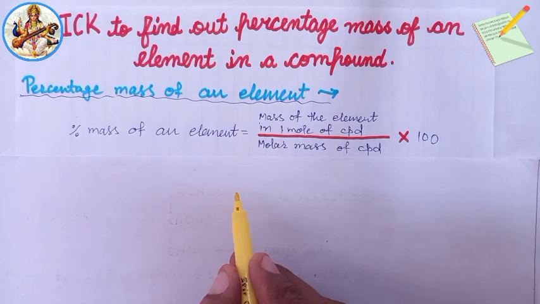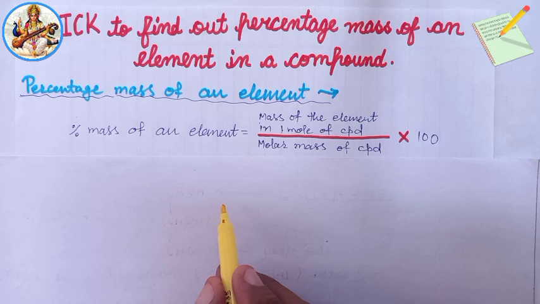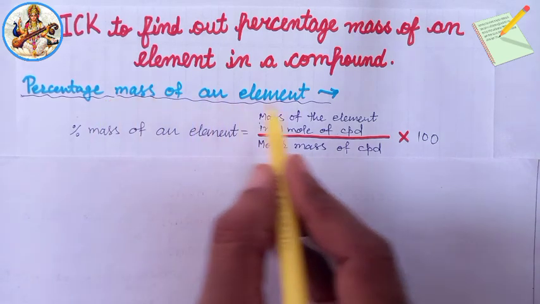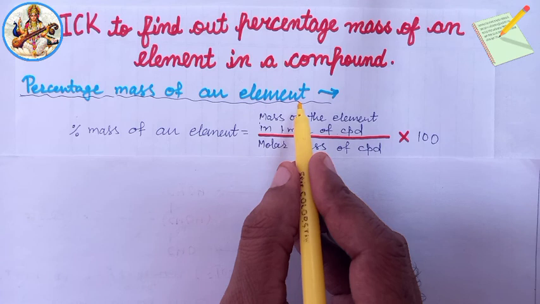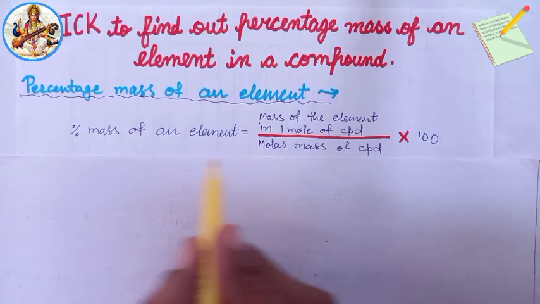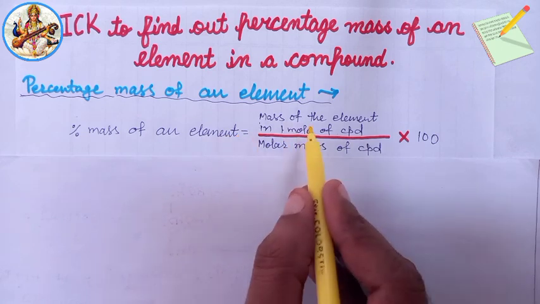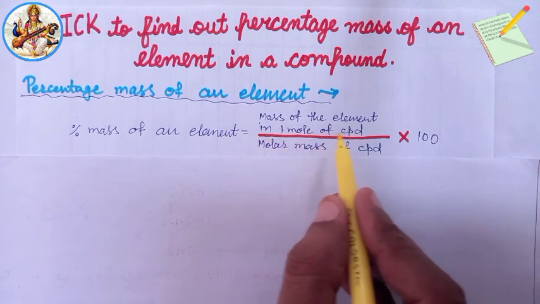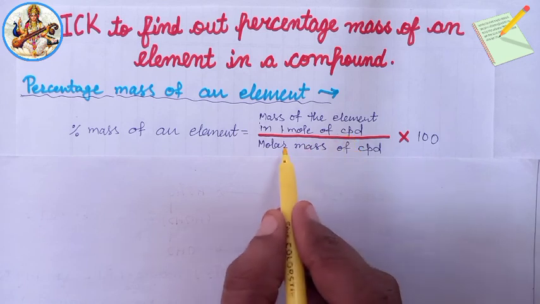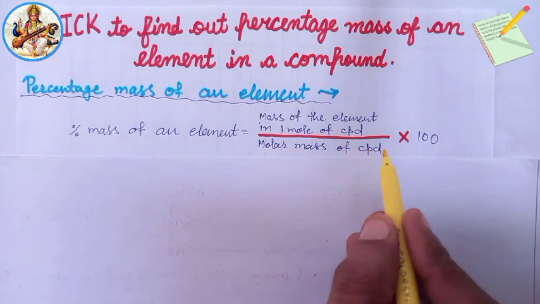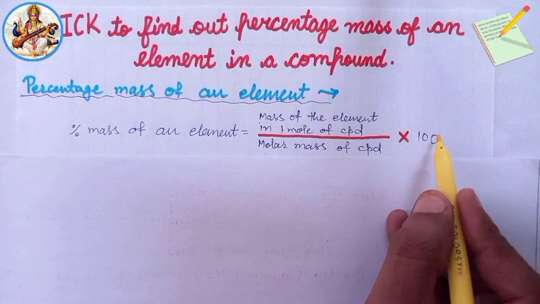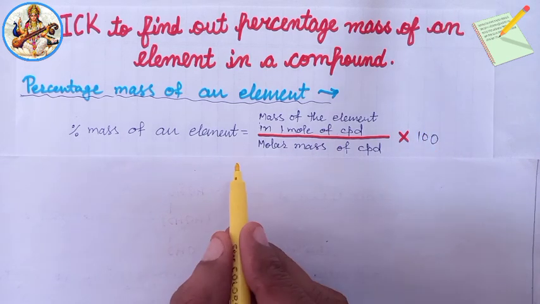So the mass of the element in gram present in 100 gram of the compound is known as percentage mass of an element. Mathematically, percentage mass of an element is equal to mass of the element in 1 mole of the compound divided by molar mass of compound into 100.